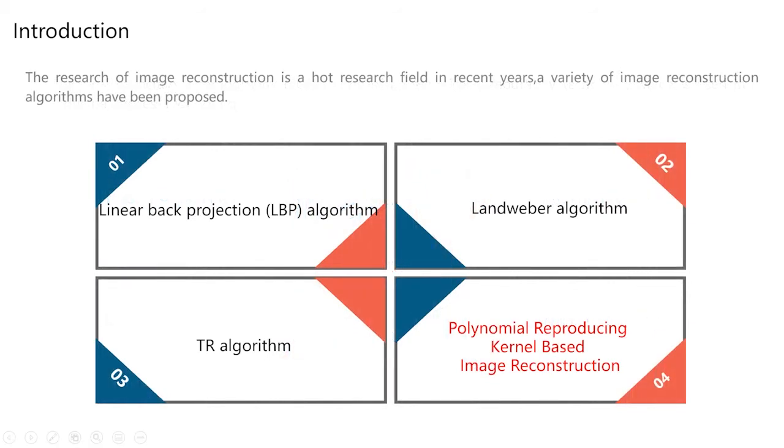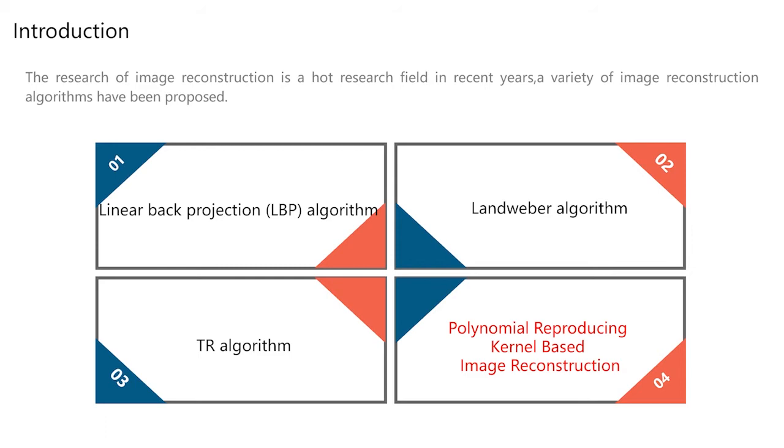The research of image reconstruction is a hot research field in recent years. A variety of image reconstruction algorithms have been proposed. The LBP algorithm is the most basic and direct algorithm for ECT reconstruction, but the image accuracy is not enough. The Landweber algorithm can reconstruct a better image and obtain clear image edges, but Landweber uses the gradient descent method. Step size parameter problem may lead to local convergence.